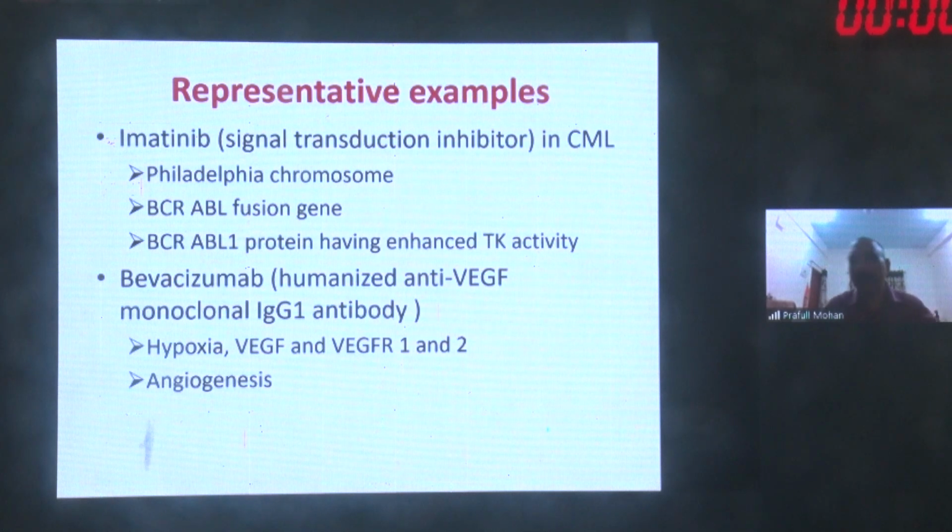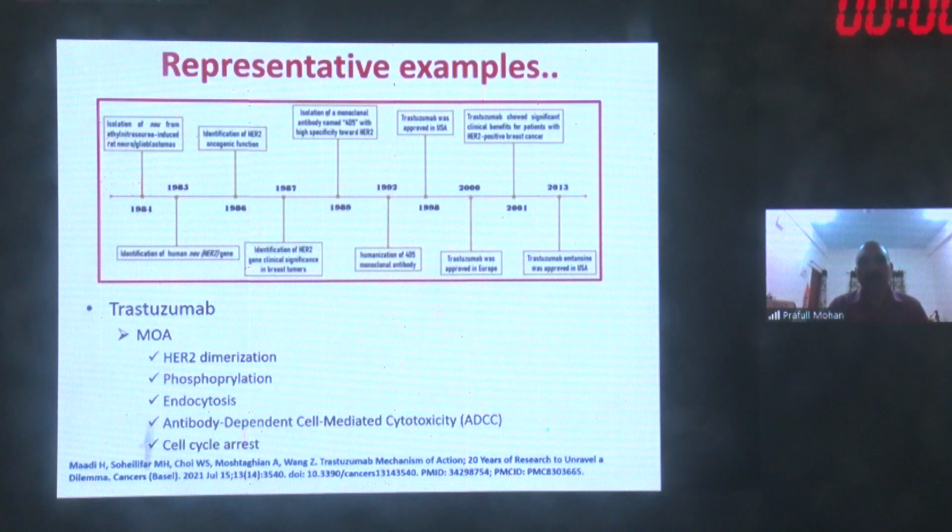Let's see, it doesn't work like that every time. Let me talk about trastuzumab. Old drug, been in clinical use for quite some time, a long history of development. So you identify a particular gene which is overexpressed in a particular type of cancer, that is breast cancer. You make a humanized monoclonal antibody against it. You dock it onto that target, and you see that the cancer cell actually dies and there is clinical relief.